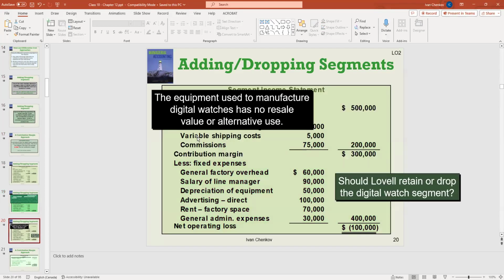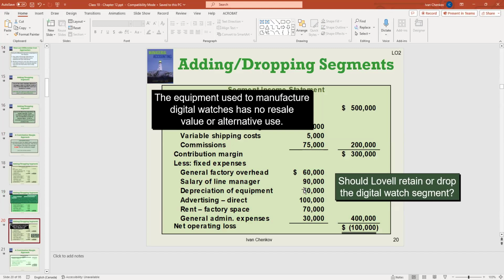The other thing is, this equipment, which we're claiming depreciation of $50,000, has no resale value, and we cannot use it for anything else. So it's worthless. So since we know this information, and since we know the general factory overhead is 60,000 and depreciation 50,000, that's 110. And now the general administrative expenses is another 30,000. That's 140,000, which cannot be avoided. Shall we drop this division or not?